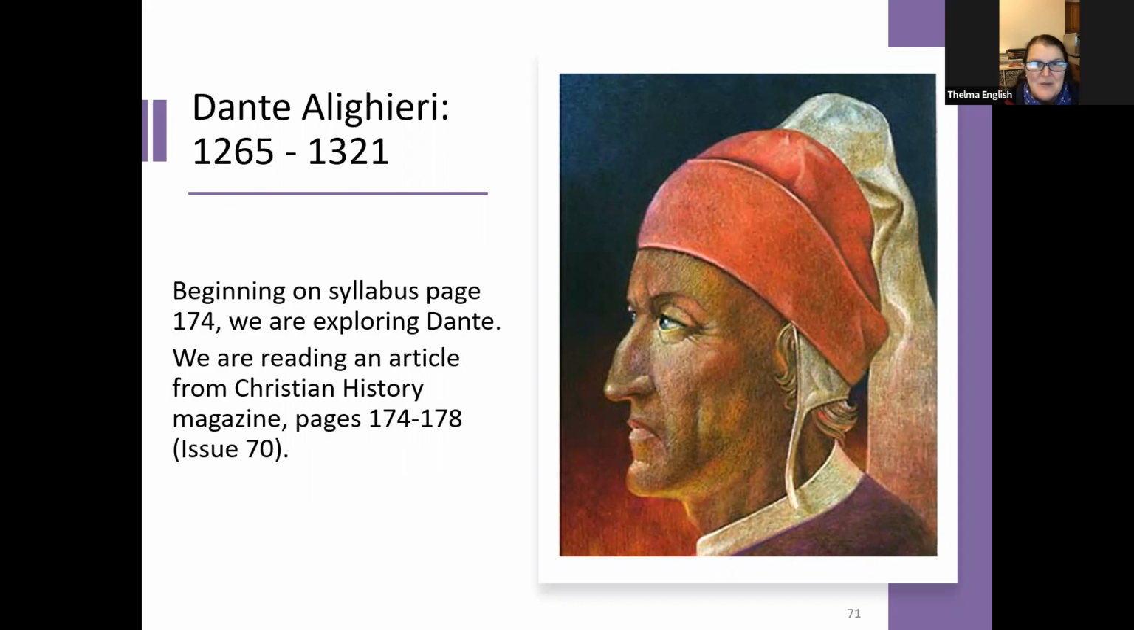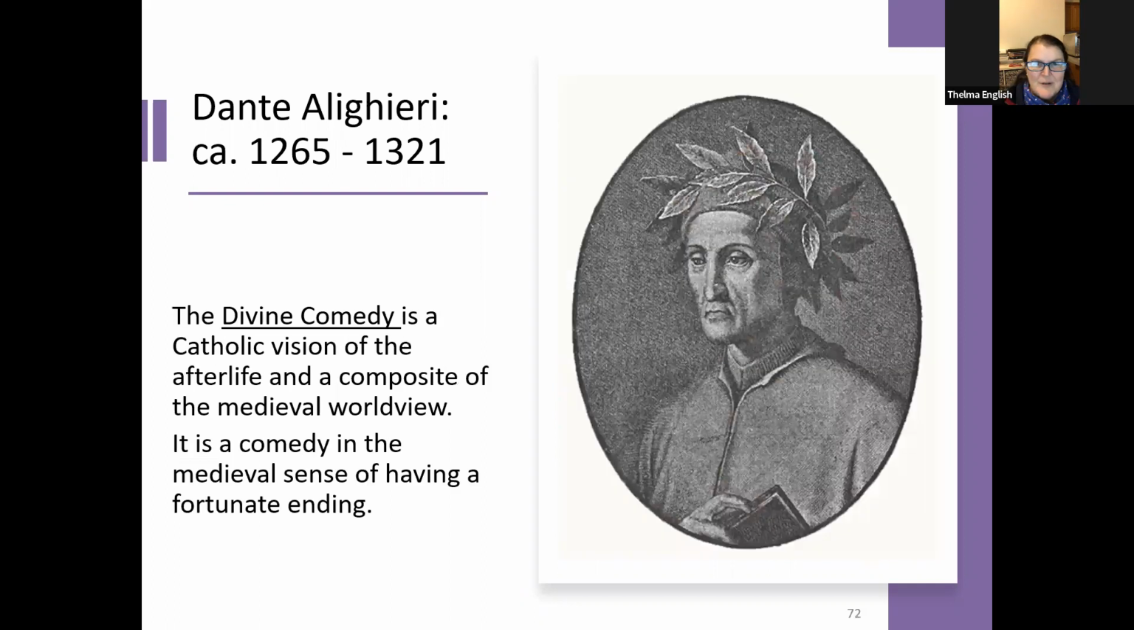Masterpiece of medieval literature. Beginning on syllabus page 174, we're exploring Dante. So syllabus page 174, I printed mine in color. This is an article from Christian History magazine. It's from issue 70, and I did mine in color because it's great. And this article does such a good job of explaining Dante for us. So we're reading this article from Christian History magazine.